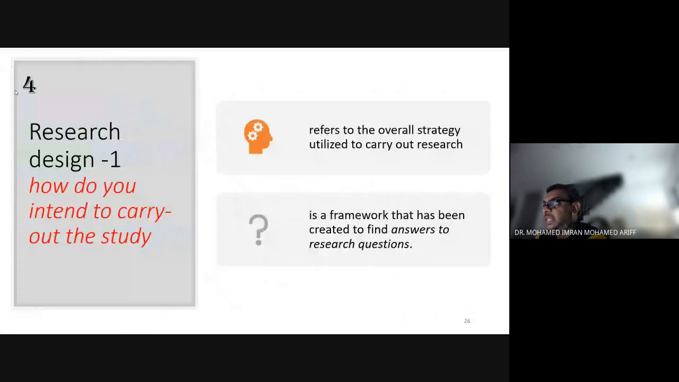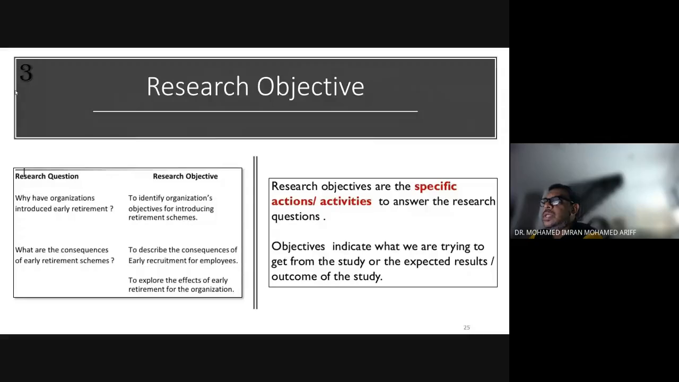We are talking about the objective. Why is your research? Why do you need to do your research? What is the objective you wish to achieve? Why have organizations introduced early retirement? Objective is to identify organizations' objectives for introducing retirement schemes. Research question: what are the consequences of early retirement schemes? What's your objective? To describe the consequences, to explore the effect. Okay, so objective is specific action towards answering the question. Indicates what we are trying to get from the study, our expected result. That's the objective.